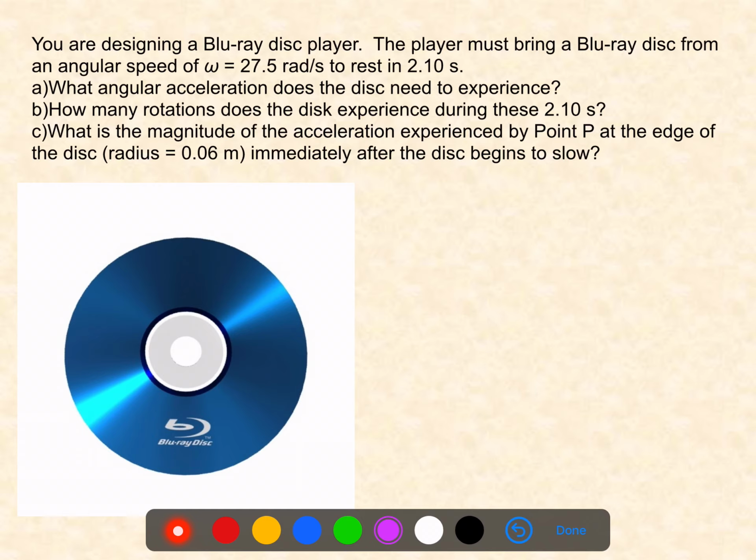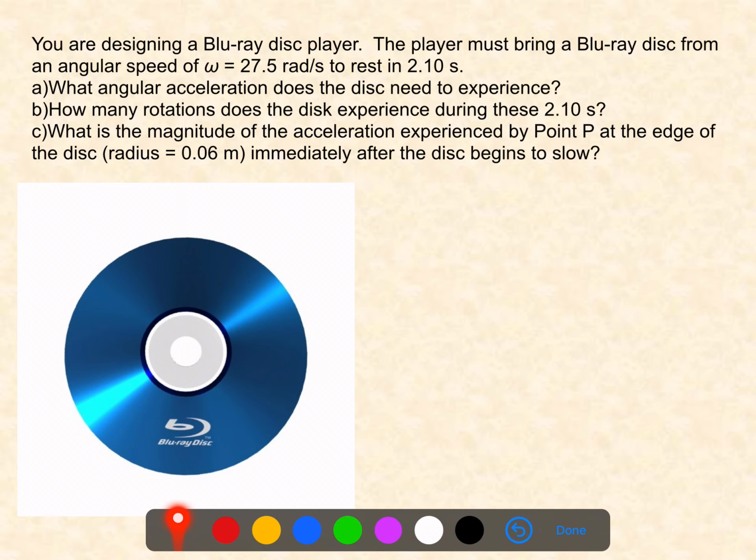Okay, so let's take an example. This is a little bit old school, but we're going to talk about a Blu-ray disc player. And with this Blu-ray disc player, we want to know how it operates in terms of coming to rest. The disc player has to be capable of taking this initial angular speed of 27.5 radians per second to rest in 2.1 seconds. And given that, we want to know, what does that amount to for the angular acceleration that the disc experiences? And how many rotations will it take for the disk to come to that rest?